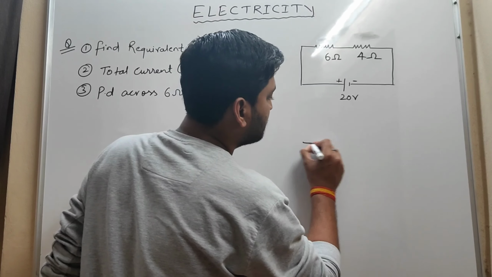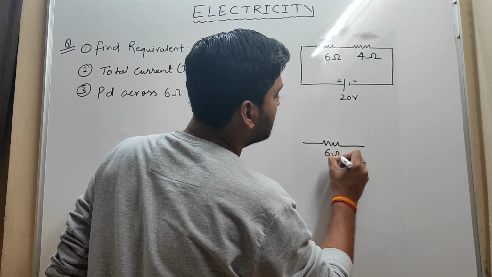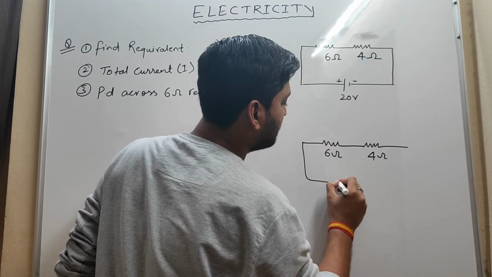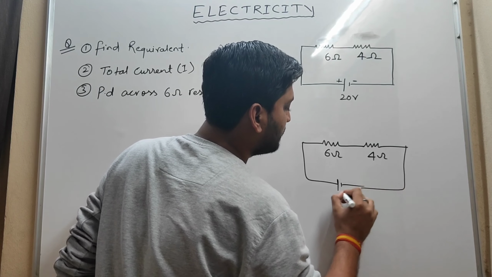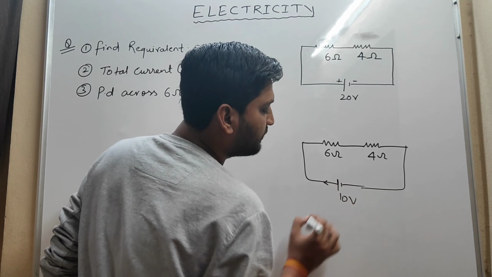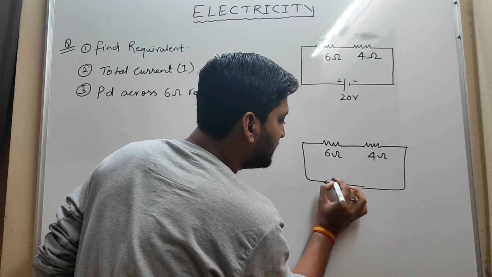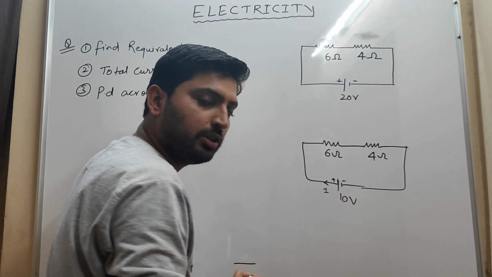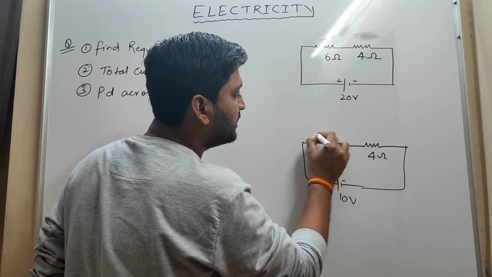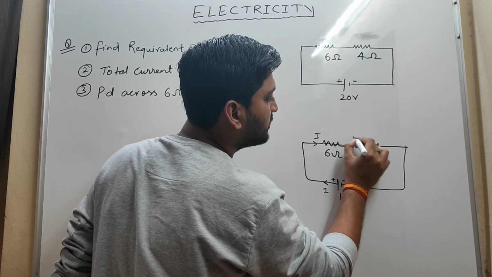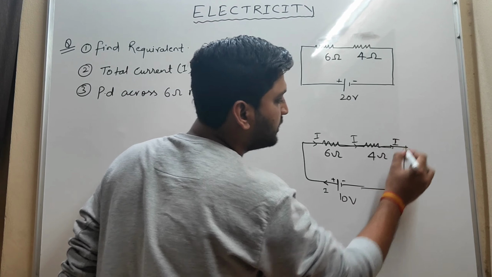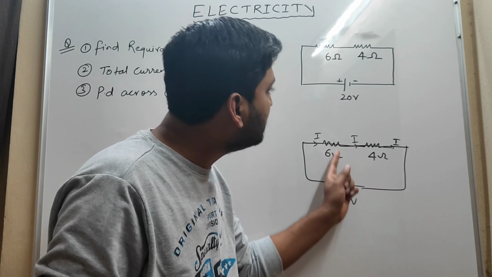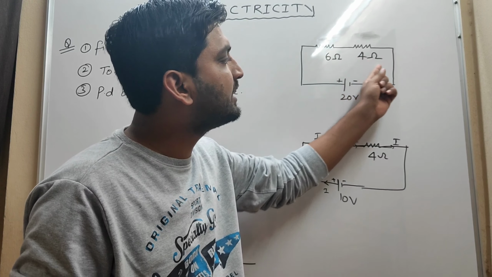Let us see here. Suppose this is your 6 ohm resistance, and this is your 4 ohm resistance, connected to a battery of 10 volt. So what will happen here? The current will start flowing from the positive terminal. You know, current always flows from positive to negative. Suppose the current flowing is I. It will reach here, and the same current will flow up to here, again the same current up to here. It means there is no change in current, no division of current here. So this 6 ohm and 4 ohm are connected in series.